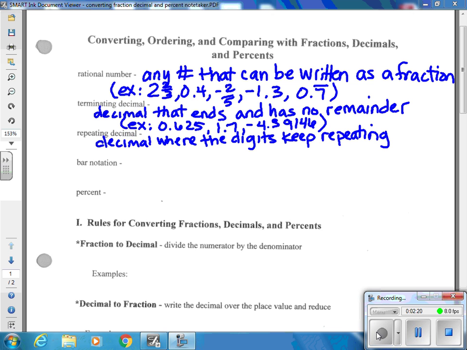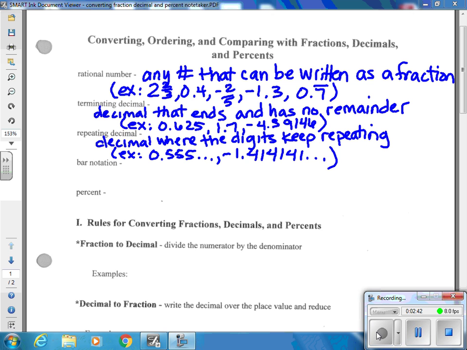So some examples might be 0.555... It tells you that the 5s keep going, right? Another example might be if we have -1.414141... Right? So you see the repeating pattern happening behind your decimal, right?